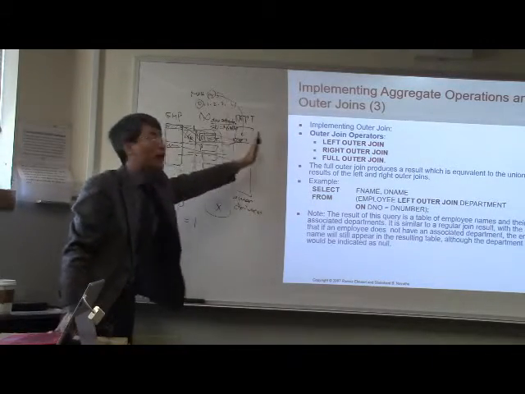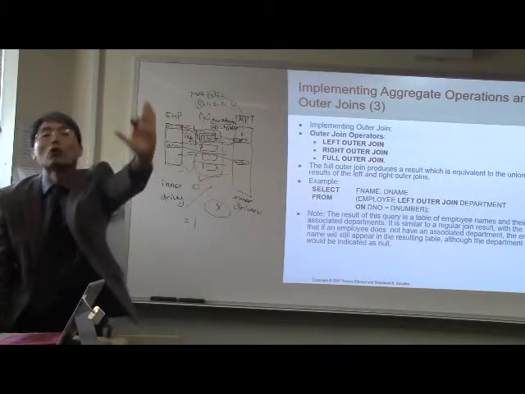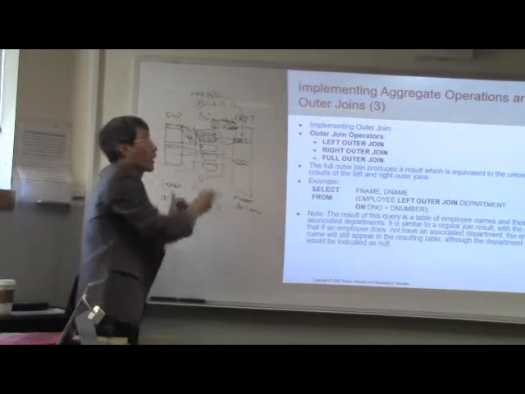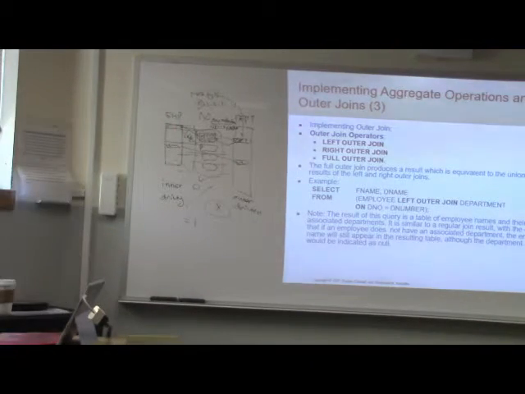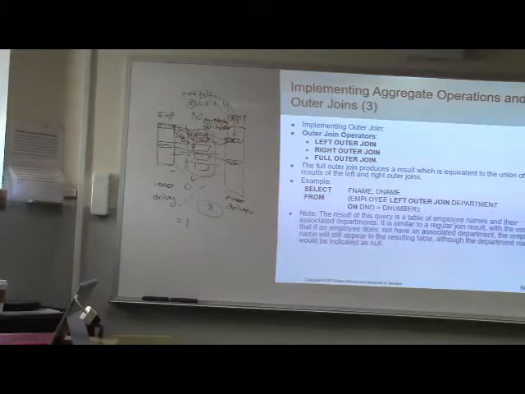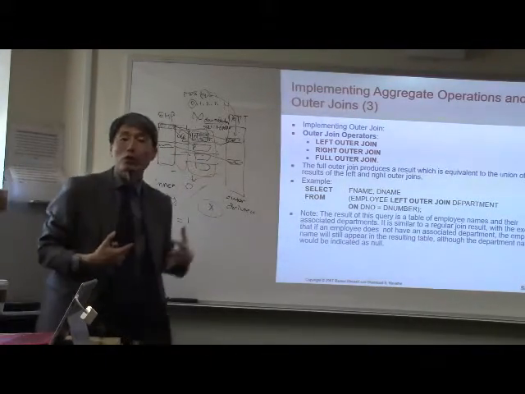Right outer join is the same thing, but keep the old driven table. Full outer join, we keep both sides. Okay, that is the left outer join operation. However, in our practice, we are not going to consider left, right, or full outer join.